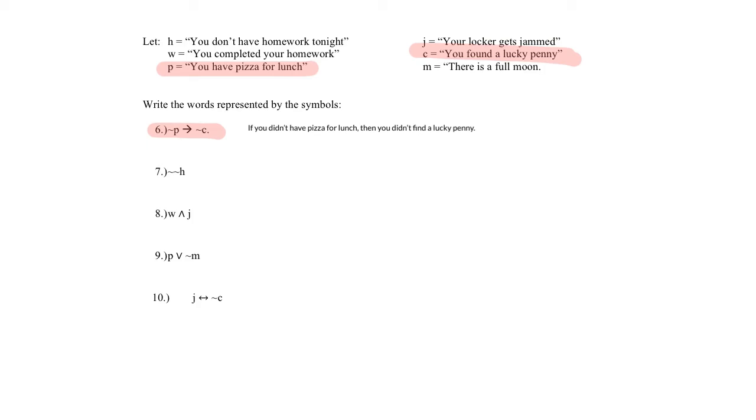All right, let's look at number 7. We have not H. Well, H was you don't have homework tonight. That's just plain H. We put 2 nots in front of it. 2 nots basically cancel each other out. So they don't really even do anything. So for this, it's really just going to be H. And H is already telling us that we don't have homework tonight.